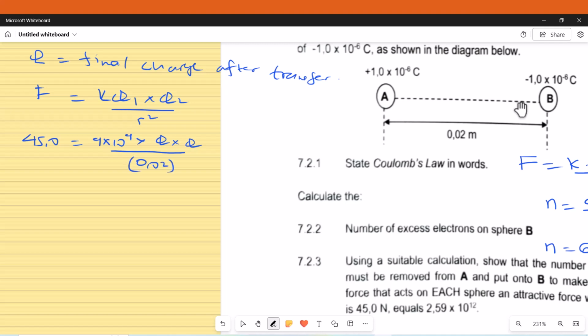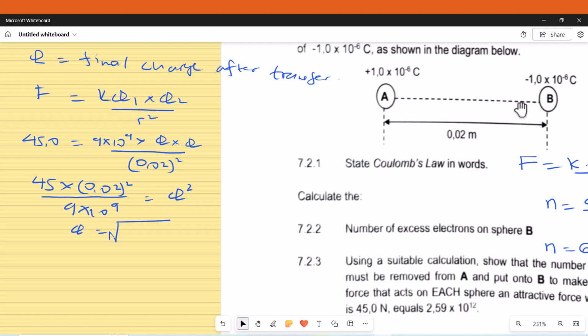So now I'm going to say 45 multiplied by the denominator, that is 0,02 squared, then divided by the 9 times 10 to the power 9, equals Q squared. So what's my Q after taking the square root? Even before the square root, what's our Q here? We're going to square root both sides.